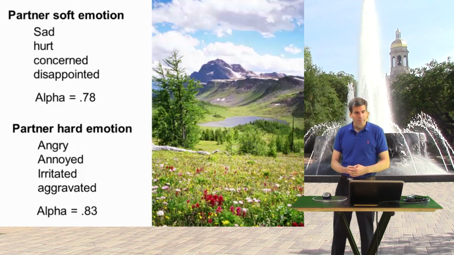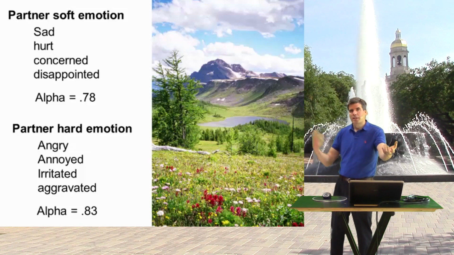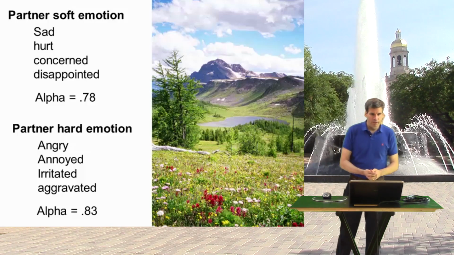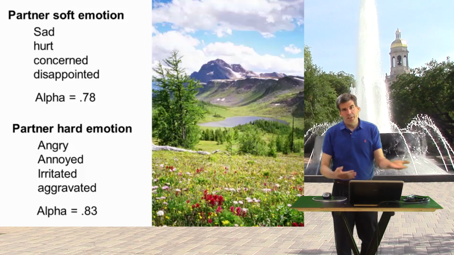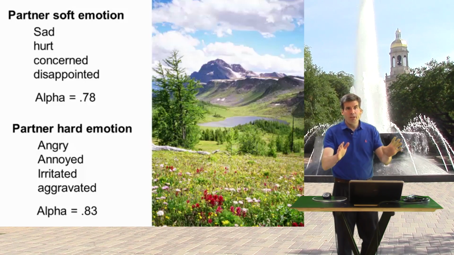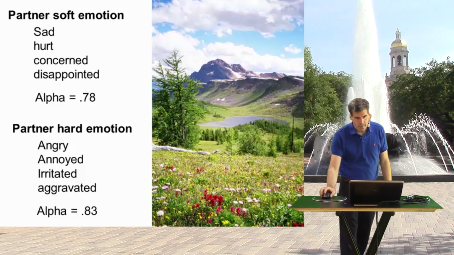So I'm expecting soft emotion in a partner. If I perceive soft emotion in a partner, I will increase my use of positive communication. Whereas with hard emotion, I'm going to expect the opposite: if I think my partner's angry and annoyed and irritated, then I might decrease my positive communication.